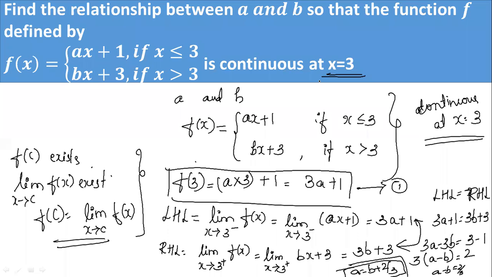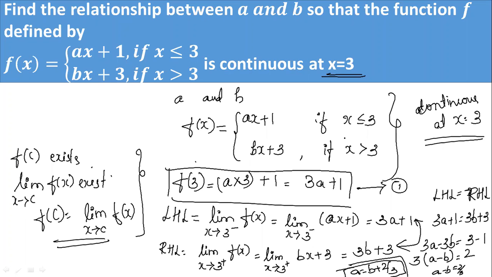They have told us that function is continuous at x is equal to 3. Function is continuous means it should satisfy these three conditions. f of c exists, that is f of 3 exists, limit f of x as x tends to 3 exists, and both are equal. So we'll start with the first condition, that is f of 3. If I write f of 3, I will get it as 3a plus 1. But that is of no use because I need a relationship between a and b. So we'll go to the second condition. What is the second condition? Limit f of x as x tends to 3 exists.